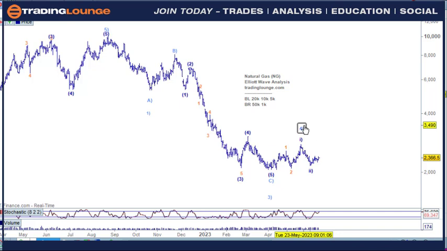Now, if we're looking at this as 4 here, then we could look at it in lots of different ways. We could look at it as a triangle pattern happening here, with an A wave, a B wave, a C wave, a D wave, an E wave, and then drop here. We could see it like that. So I don't know which way just yet. It's too early for me to tell.